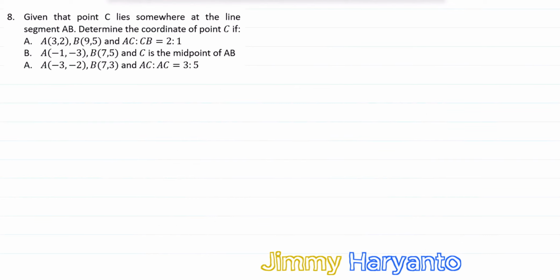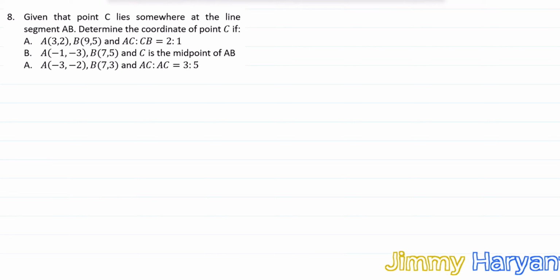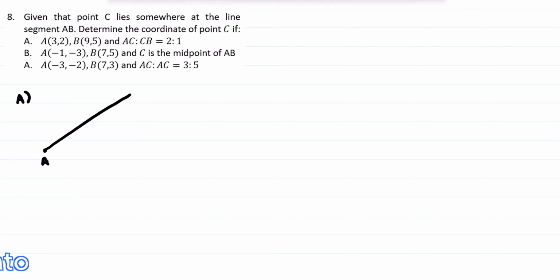Next is question 8. For question 8, I have the points A and B, and the question says the ratio of AC to CB is 2 to 1. Okay, so for this, the situation is just like this. This one is A, this one is B, and then AC to CB. This one is C, 2 to 1.